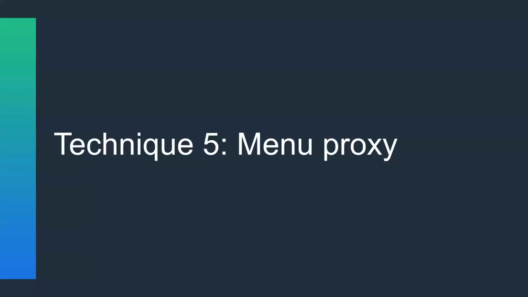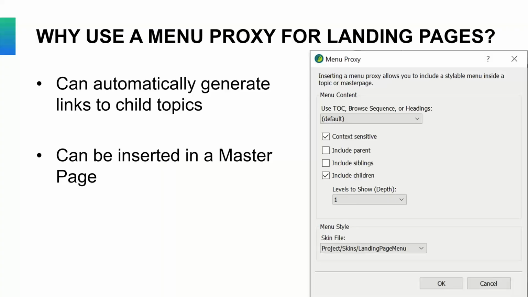Now, I've just got time, I hope, to tell you about the menu proxy, because this is a really quick and easy way of doing landing pages. Menu proxy is fantastic. It's a way of automatically generating the links I need to the child topics without me needing to put them in. And what's great is I can put this menu proxy into a master page, so I can have a special master page for my landing pages, and the master page is going to do the job of putting this menu proxy into the topics automatically.